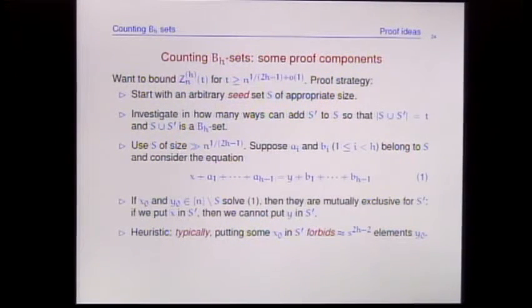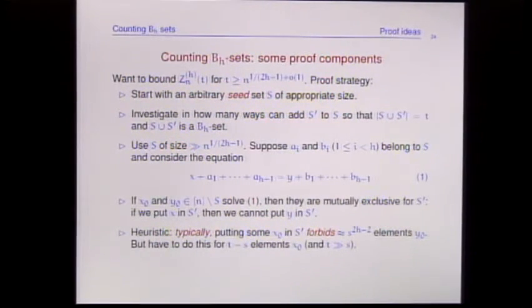Now, I want to add S prime to get a set of size T. So I have to add not only one X0, but many. How many do I have to add? Well, T minus s, whatever I need still, and I choose T much bigger than s. We have room for that because T is big and s is big, but not so big. So I actually add at least little s more elements. So this gives me little s raised to 2H minus 1 elements forbidden.